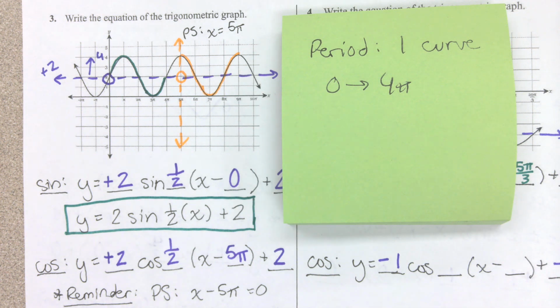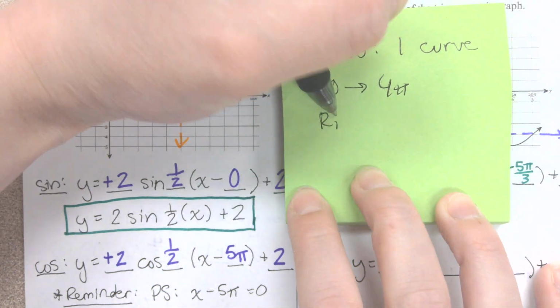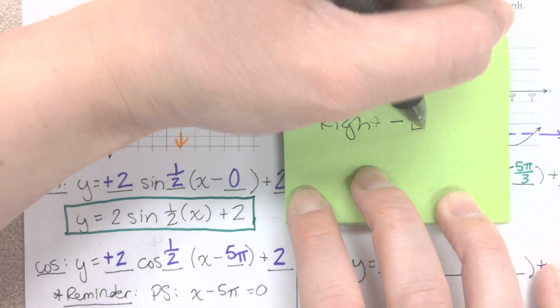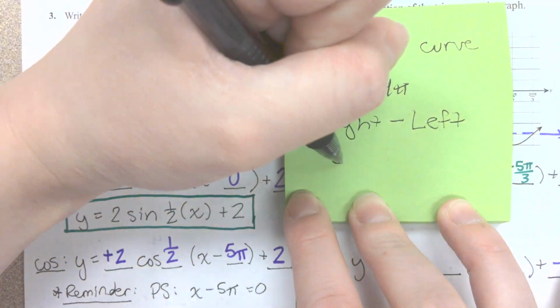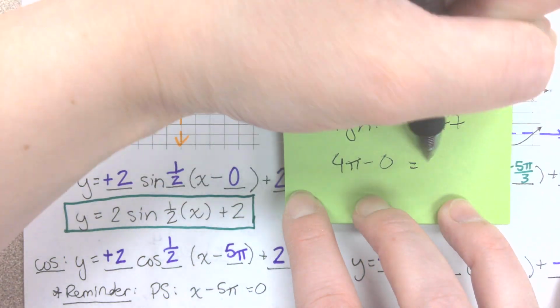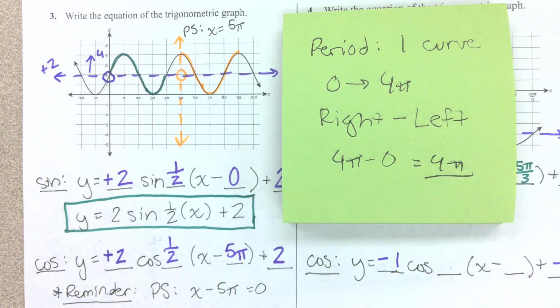Left to right, that was the length of distance. So you can clearly see, without doing any math, that the period was 4 pi. But the math behind it is right minus left. Whatever the number was on the right, minus the left will get you your period. So in this case, it would be 4 pi minus 0, which is 4 pi. Again, this is unnecessary to do because you can just visualize it here.